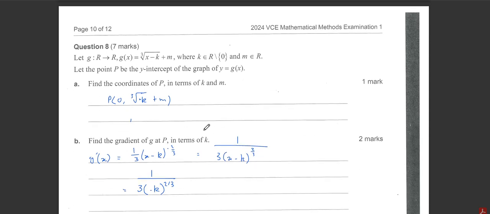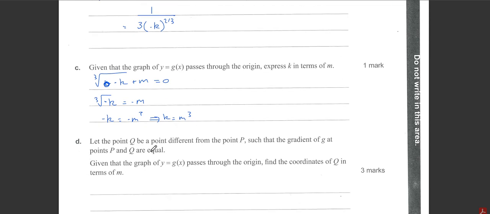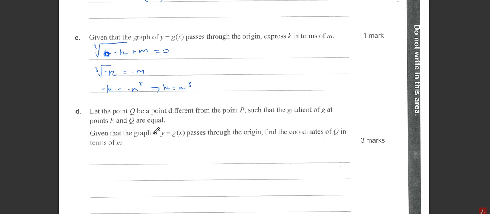Boom. Given that the graph of y equals g of x passes through the origin, express k in terms of m. Right? So cube root of x minus k plus m is equal to 0. And that means that cube root of negative k is equal to negative m. Negative k is equal to negative m cubed. k is equal to m cubed. Let the point Q be a point different from the point P, such that the gradient of g at the points P and Q are equal. Find Q.